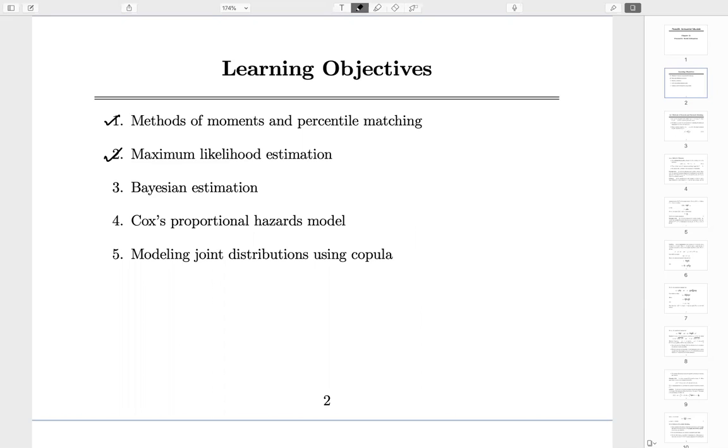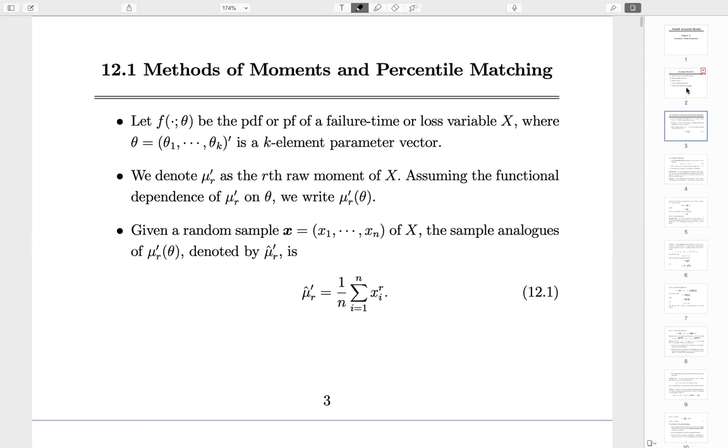The fourth one is not that well known, at least, but the last one, copula, is so popular in actuarial science. But nevertheless, we only have time to cover the first two methods. They are on the elementary side, but still, the application of those methods are rather standard in statistical literature and also in actuarial science. So now, without any further ado, let's begin the first methods.